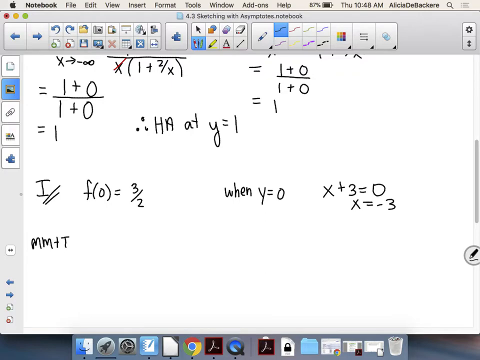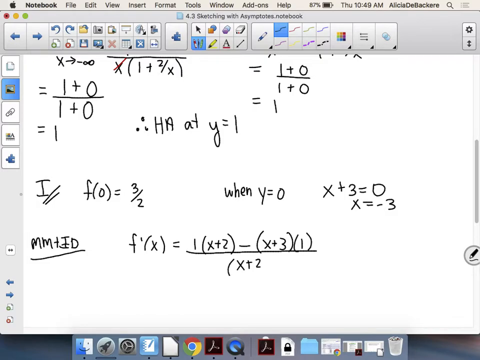So next, taking a look at my max-mins and my intervals of increase and decrease, I know that I'm going to take my derivative, and then we'll find our critical points. So taking the derivative, I take the derivative of the top. Now remember, I am using my reduced version, so I'm not using the original question. I'm using it after I canceled the holes. So the derivative of the top is just 1 times the bottom, and then I subtract the top times the derivative of the bottom, all over the bottom squared.